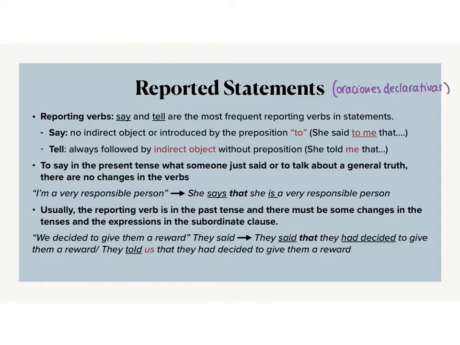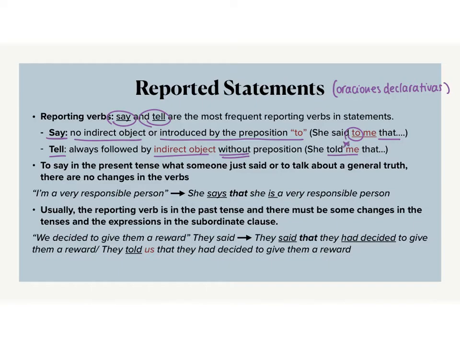When we report a statement, the reporting verbs are usually say and tell. Okay, those are the most frequent reporting verbs. If we use the verb say, there is no indirect object after it, or it needs to be introduced by the preposition to. She said to me, or we could only say she said that. Tell is always followed by an indirect object, but without preposition. She told me that. We cannot say she told to me.